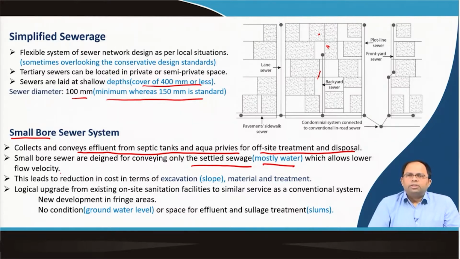which allows lower flow velocity. Because it only carries water, we can have flatter slopes and lower flow velocities in the pipelines. This leads to a reduction in cost in terms of excavation. That means we only need to excavate to a little depth. The pipeline material and treatment methods are also relatively cheaper, because we are only dealing with the effluent part. And this is a logical upgrade from the existing on-site system facilities to similar services as a conventional system, because we have got a septic tank. Now we are also able to get rid of the effluent using a sort of sewer system.